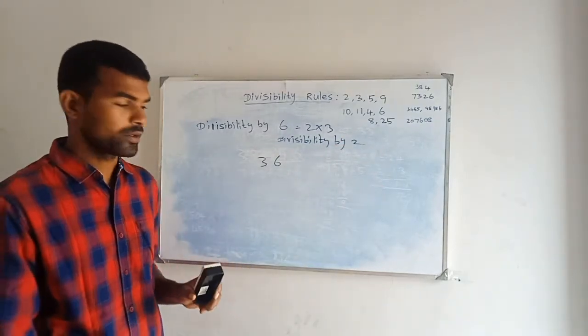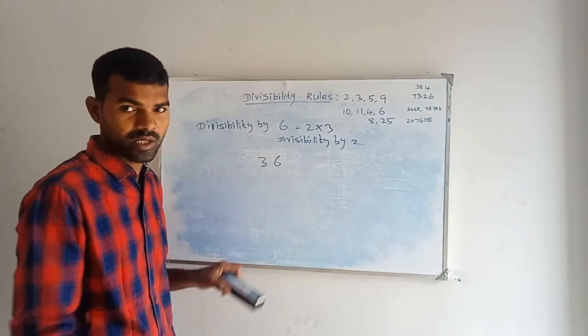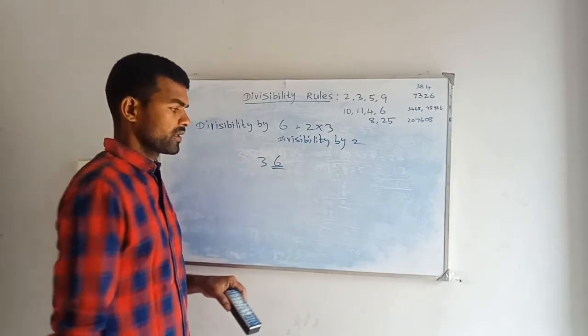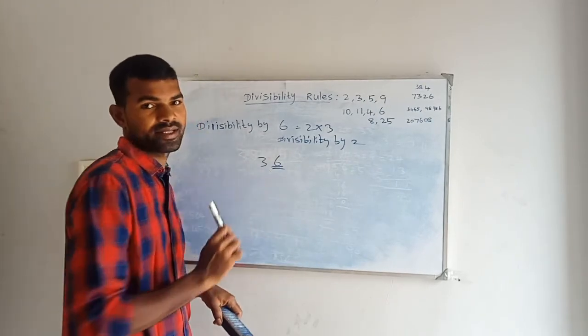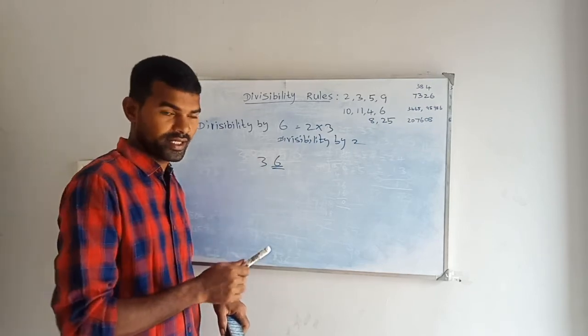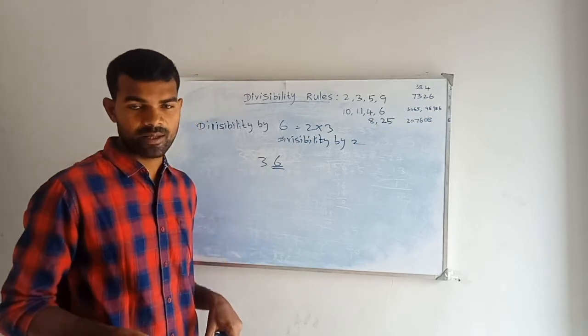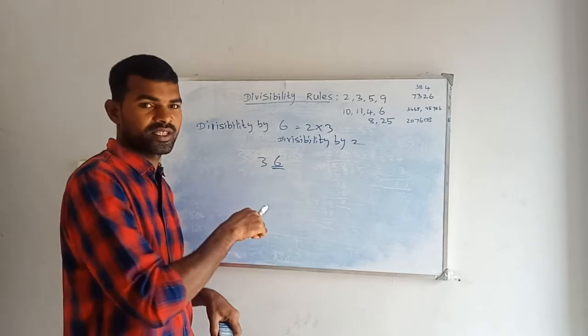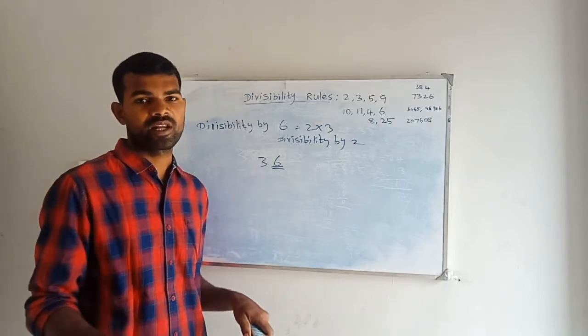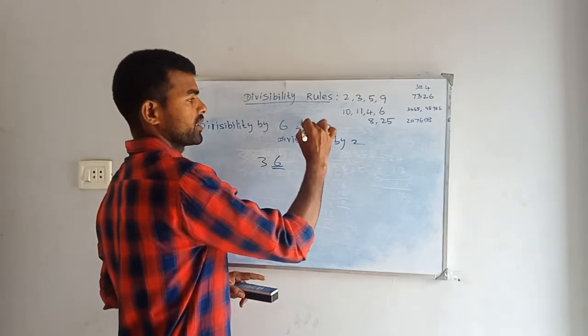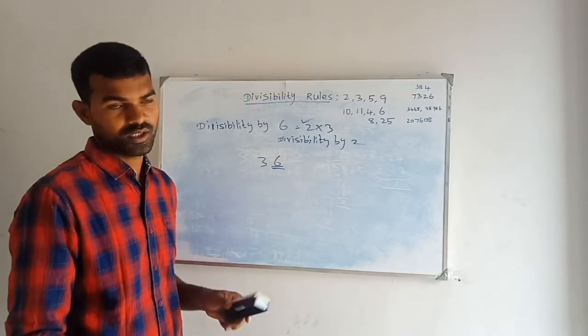First rule, divisible by 2. Check whether this number can be divided by 2 or not. The number finishes with 6, so 6 is an even number. If the number finishes with an even number, then the full number 36 can be divided by 2. So you know this number can be divided by 2.